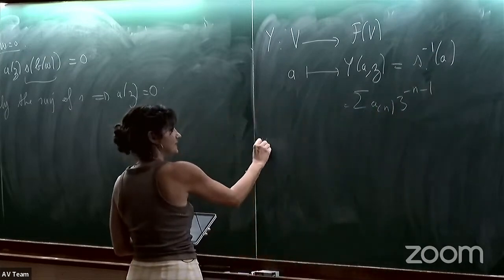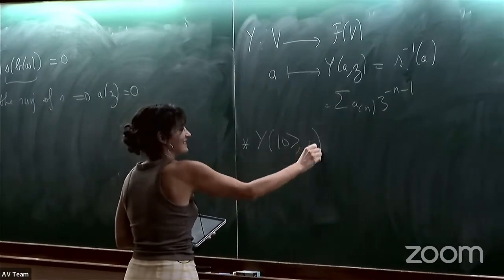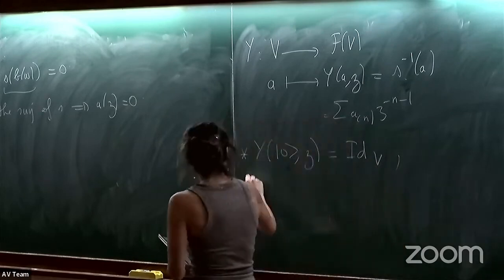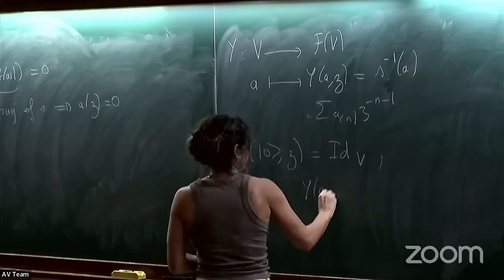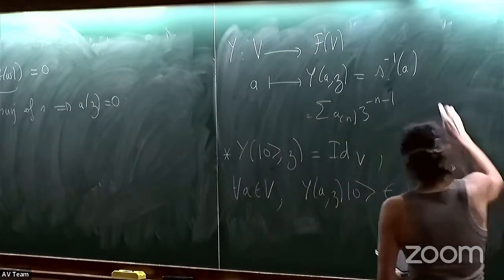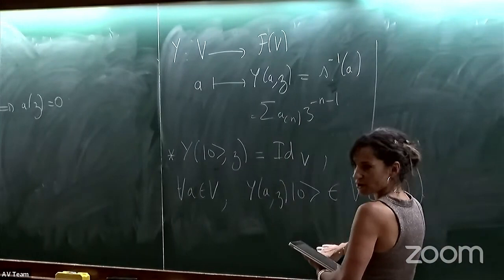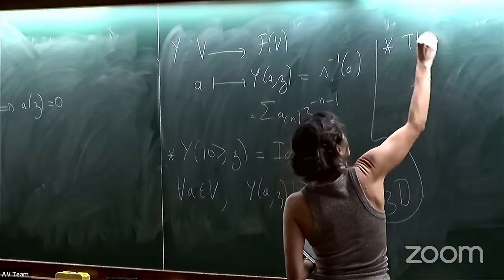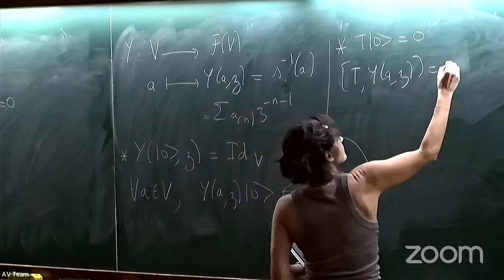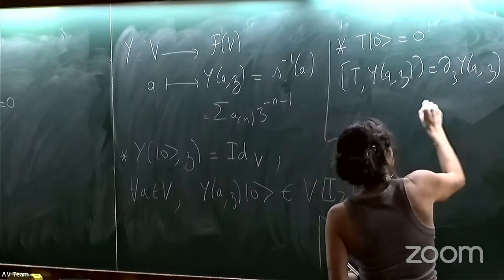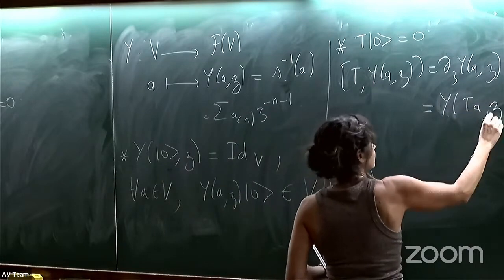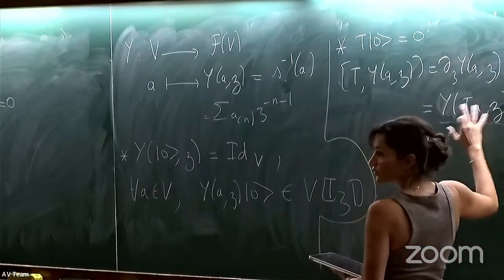And now you have the following properties. The field associated to the vacuum is just the identity. And moreover, for all A in V this time, you have that this field applied to the vacuum belongs to that. So this is clear. This is usually called the vacuum axiom. We also recover the axiom about the translation. So you have, more precisely, this, which we have already seen. This is a derivative, but from what we discussed before, it is also the field associated to T applied to A. So you have a new relation. These are usually called the translation axioms.